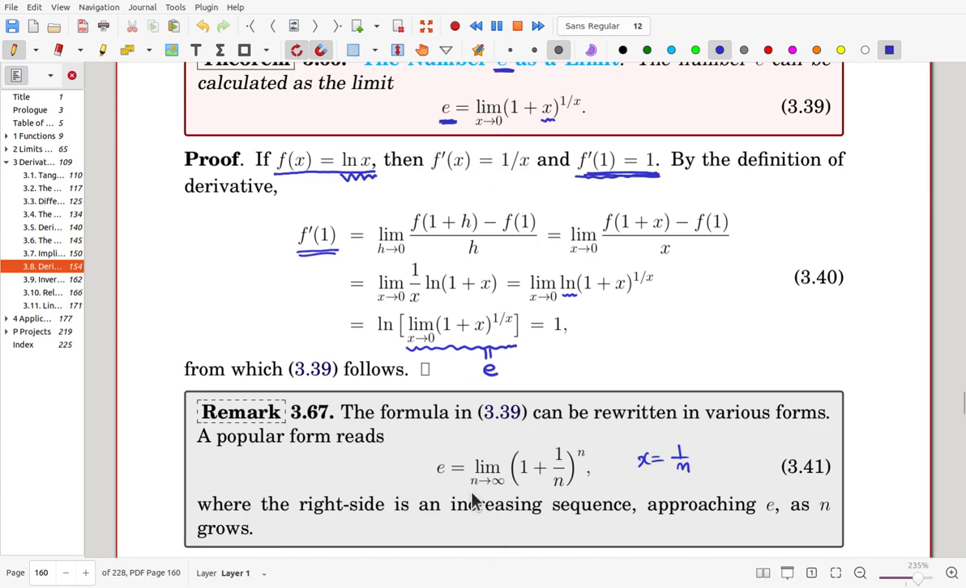So e, the number e, can also be expressed by this limit, either this way or that way.